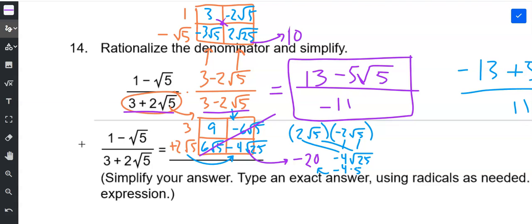The bottom ended up giving me negative 11. And the top ended up giving me 13 minus 5 radical 5. And like I said, if the bottom is anything but a 1, you better be writing it down.